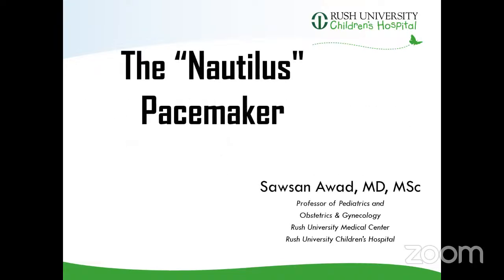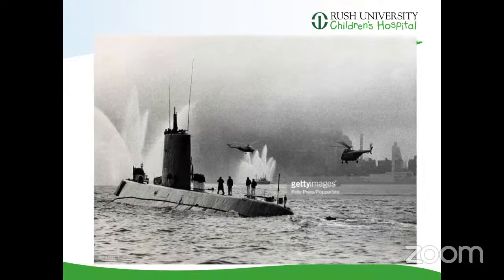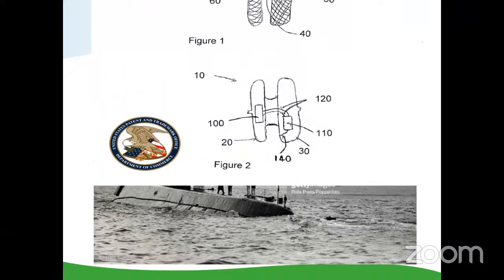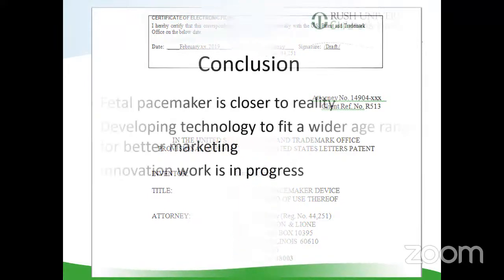This device was named the Nautilus pacemaker, and that was named after the Nautilus submarine in the 1950s, which had a very interesting and unique way of charging the battery that allowed this submarine to stay longer underwater compared to other submarines back then, and hence the name came out. So that was a picture of this submarine, courtesy of Google. That's how the shape looks like. And this is the patent.